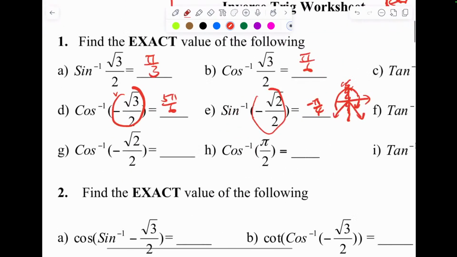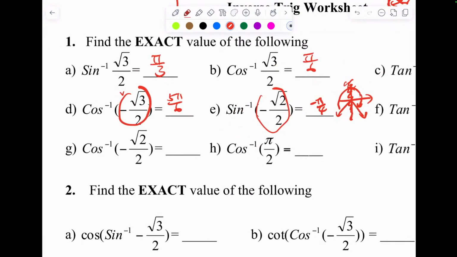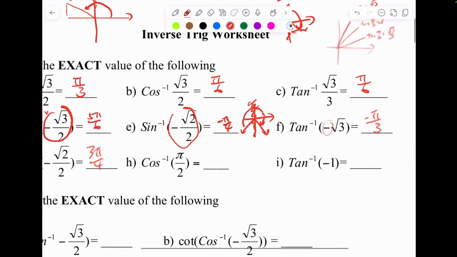Okay. Cosine inverse of negative root 2 over 2. Chase, this one. 3 pi over 4. Excellent. Okay. We're going to skip this one because Cole's going to ask that one, but we're going to come back and examine that one. Tan inverse of negative 1. Ayla. Negative pi over 4. Excellent.